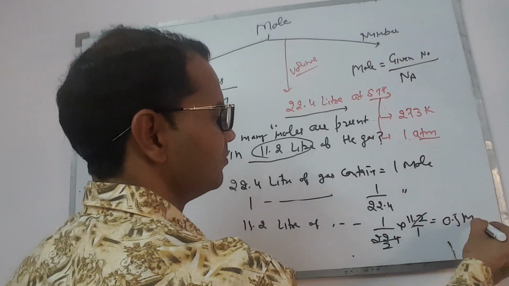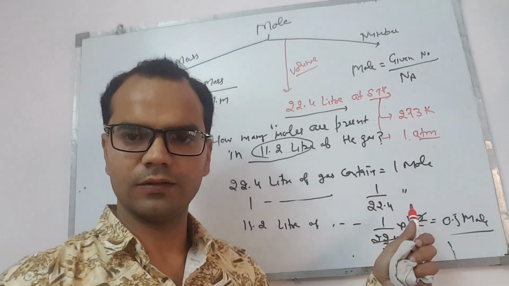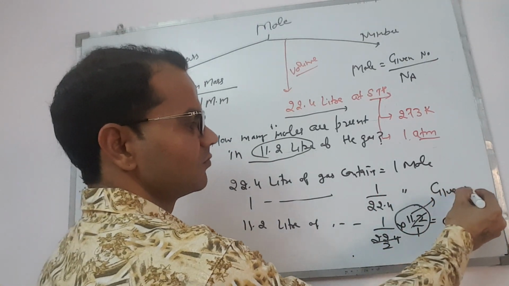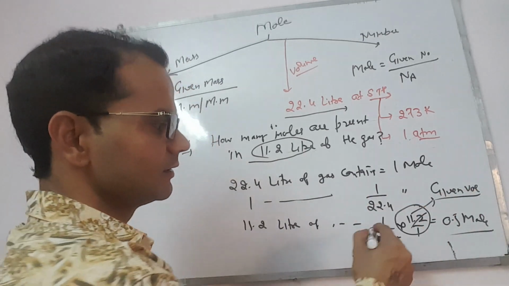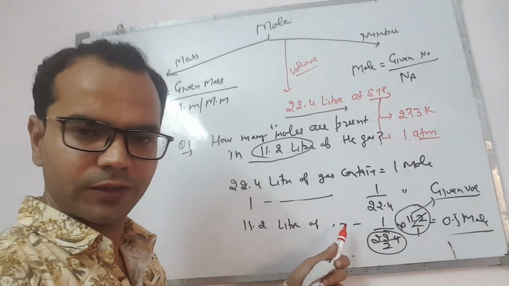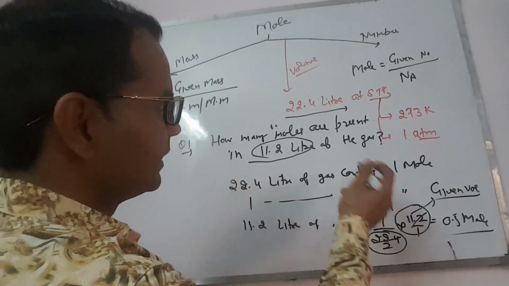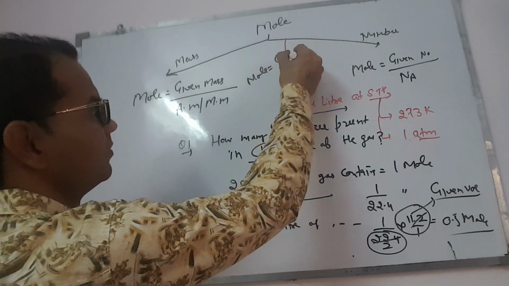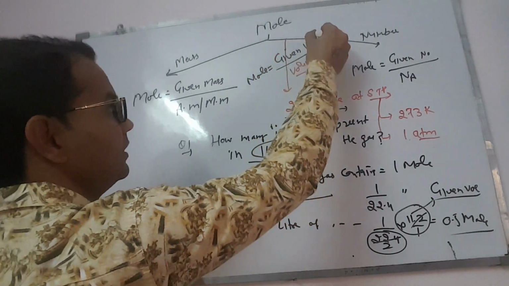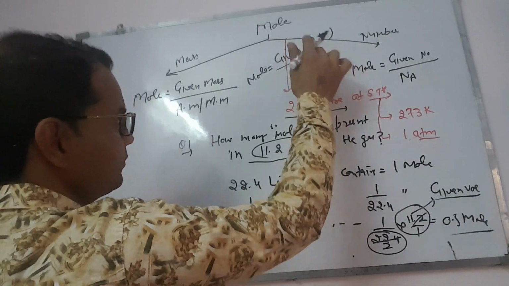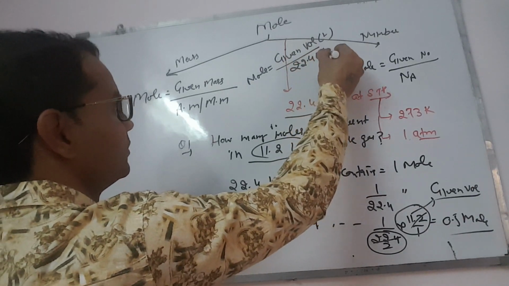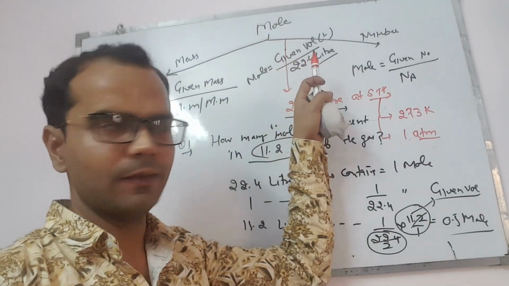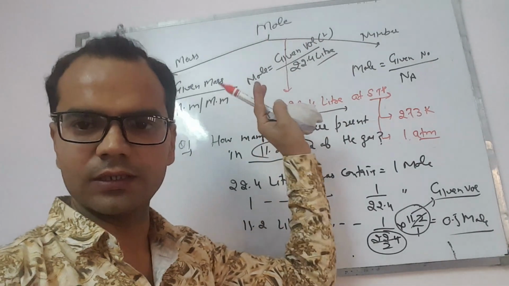Answer is 0.5 mole. So what is 11.2? This is the given volume and this is the standard volume, 22.4 liter. So the formula in terms of volume is: mole equal to given volume in liter by 22.4 liter. Make sure units are the same. If volume is provided in ml, then convert it first into liter.